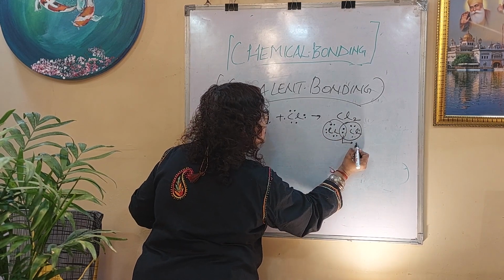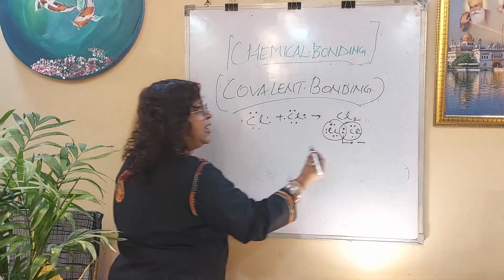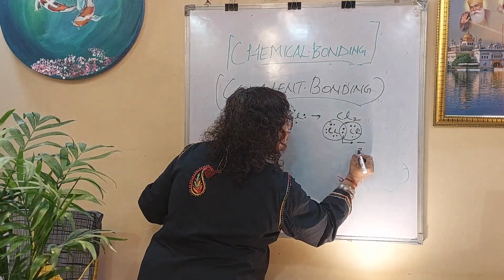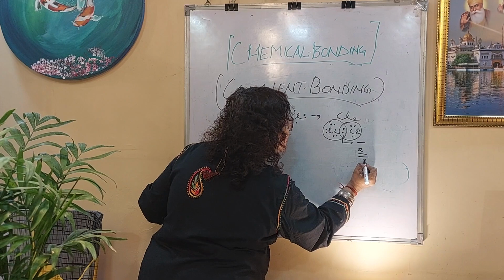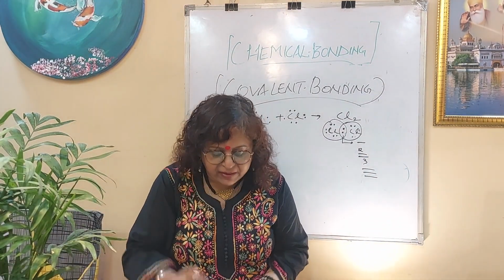This one is known as a single bond. If one electron is coming from one side, it forms a single bond. If 2 electrons are coming, it forms a double bond. If 3 electrons are coming, it forms a triple bond. So covalent bonds are of 3 types.